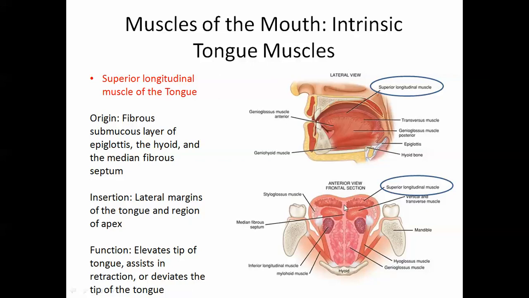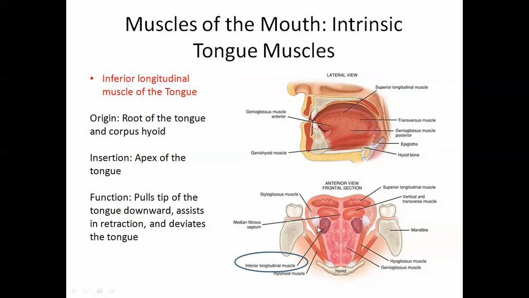Okay, and it does a number of things. It elevates the tip of the tongue. Okay, so when this muscle contracts, it elevates the tip of the tongue, and I would just recommend you elevating the tip of your tongue now, so you kind of get the kinesthetic feel. Elevates the tip of your tongue, assists in retraction, moving the tongue back, and also helps deviate the tongue to the right or the left. Okay, so it does tons and tons of things. So retraction, elevation, and deviation.